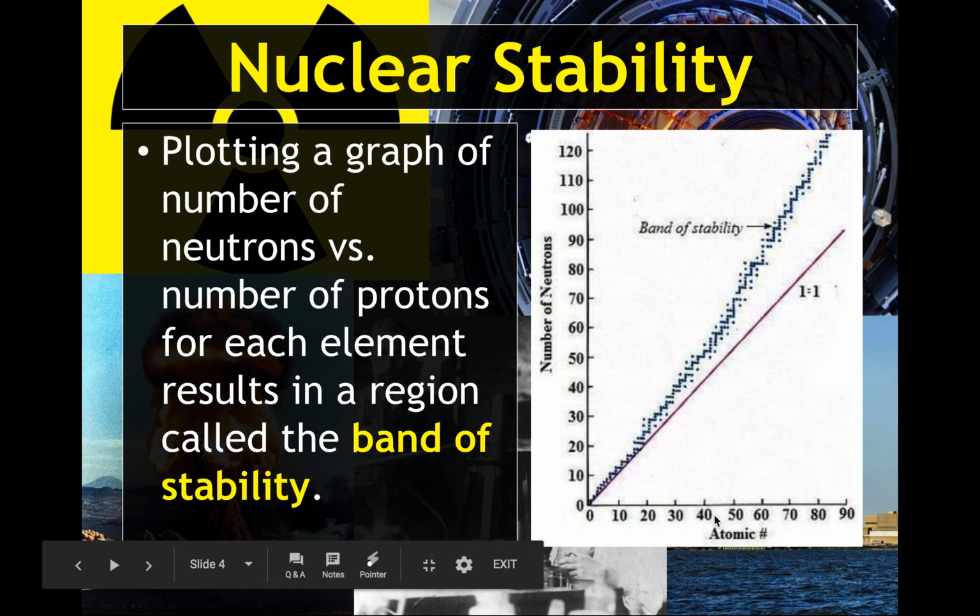So here we have our atomic number, which is the same as the proton number, and on this axis we've got the number of neutrons. So you can see that as we go up, when we have 10 protons and 10 neutrons, it's in the band of stability. When we have 20 neutrons and 20 protons, it's also in the band of stability.